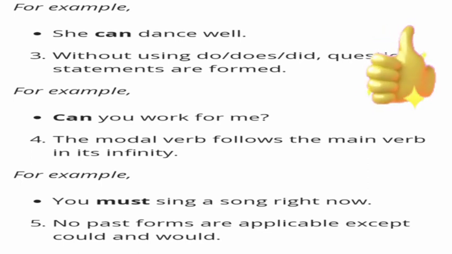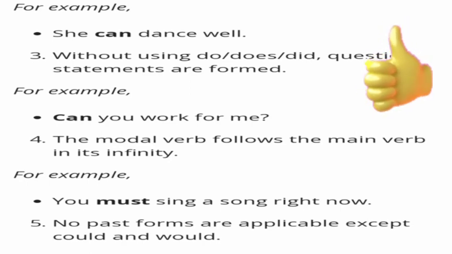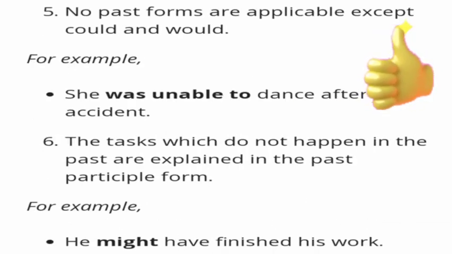The fourth one is that the modal verb is followed by the main verb in its infinitive form. You must sing a song right now. So we will use the main verb. No past forms are applicable except could and would. She was unable to dance after an accident. The tasks which did not happen in the past are expressed with the past participle form, like he might have finished his work.